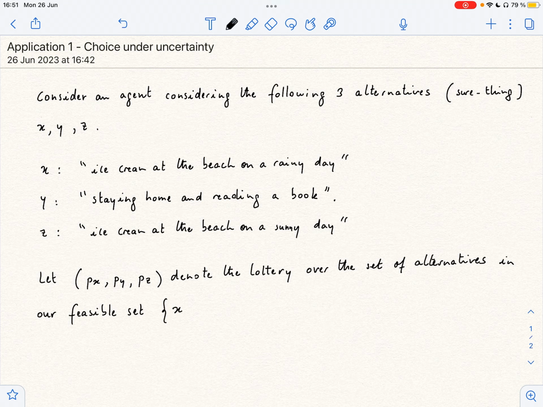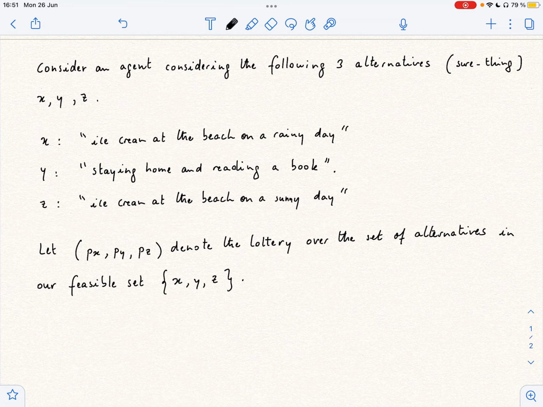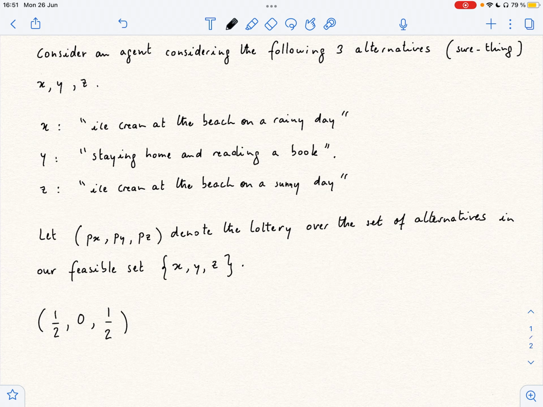Okay, so the idea is that a lottery is going to give a probability for all the alternatives, but it could be that, let's say you decide to drive to the beach and you don't know too much about the weather. It could be that the lottery is only over two alternatives. You just assign a zero. So for example, 1/2, 0, 1/2 is a lottery that represents the idea that you're going to drive to the beach, and with probability 1/2 is going to be rainy, and with probability 1/2 is going to be sunny. And with zero probability, you're staying at home, right?